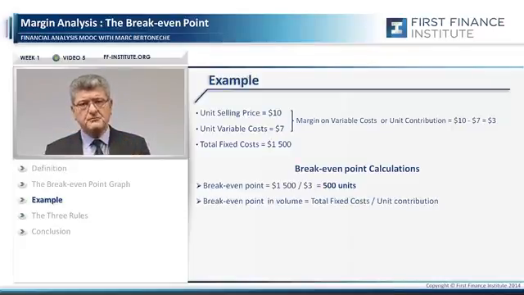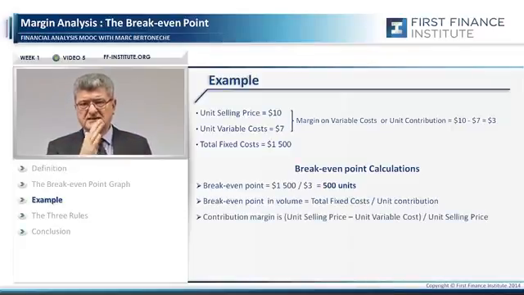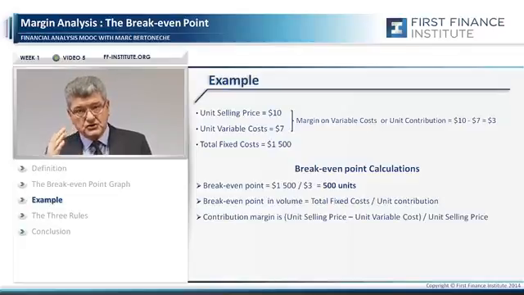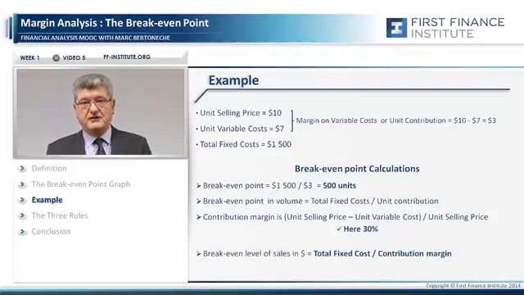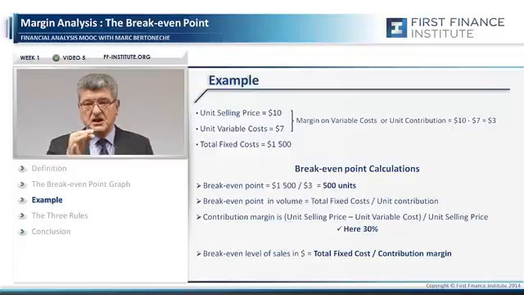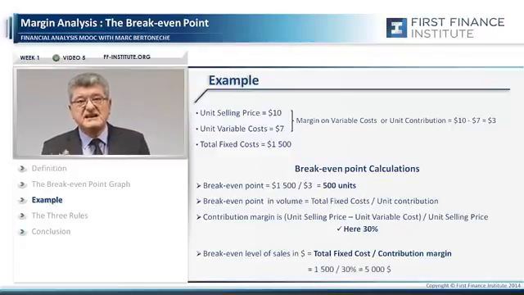Calculating the contribution margin, which is the unit selling price minus the unit variable cost, the whole thing divided by the unit selling price, that is, in my example, $10 minus $7 divided by $10, we find 0.30 or 30%. And I find my break-even level of sales in dollars, which is $1,500 divided by 0.30, which turns out to be the $5,000 that we found earlier.